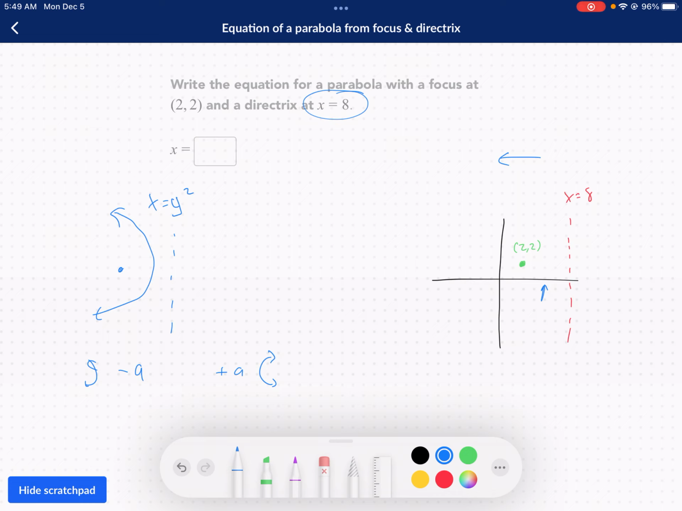So if this is x equals 2 and this is x equals 8, then I know the distance between those is 6, so I know it's 3 away. 1, 2, 3, and this one's 1, 2, 3. So if I go 3 over from each, I arrive at the same point, which is 5, 2. Now the y value stays the same. Okay, it stays in line with the axis of symmetry.